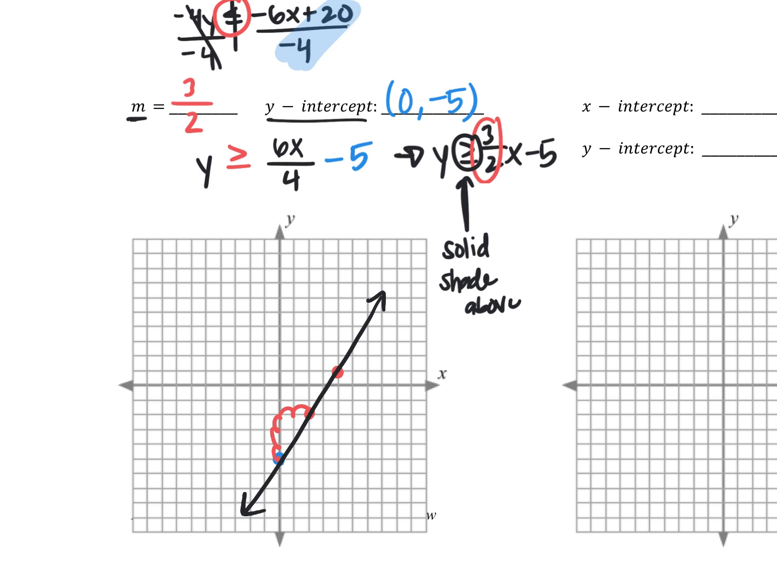Okay, so from any of those points, I'm going to go directly above or below, straight up. That's where I know I'm going to shade. So everything above that line will be a solution to this inequality.